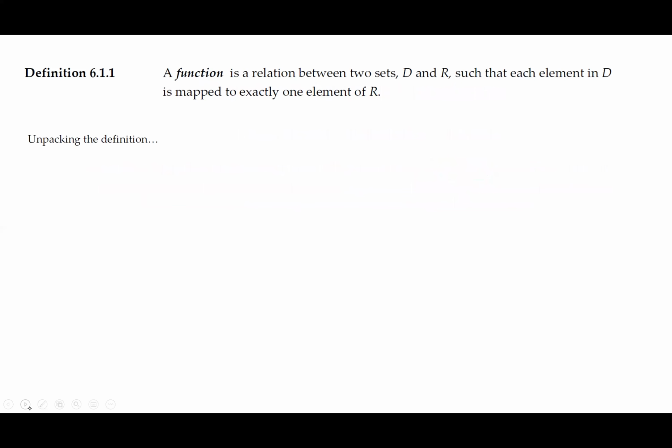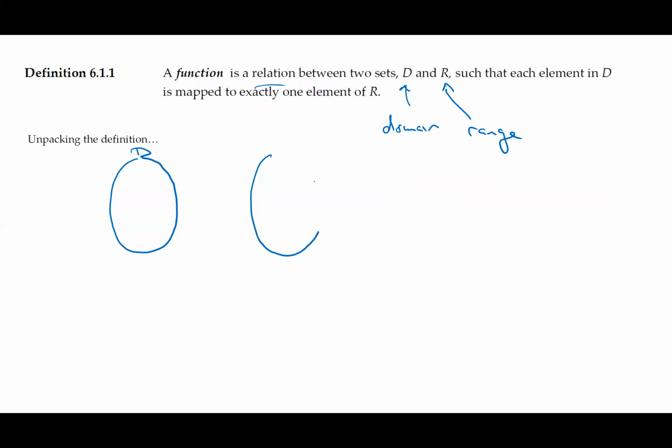Okay, well, what is a function? Let's just start with that. Well, first of all, it is a relation between two sets, D and R. D, of course, we refer to as the domain, and R as the range. And it's done in such a way that each element in D is mapped to exactly one element of R. What do I mean by that? Well, let's say that this is my set D. Let's say that this is my set R. And maybe D is 0, 2, 5, 9. And maybe R is 3, 1, 7, 5.